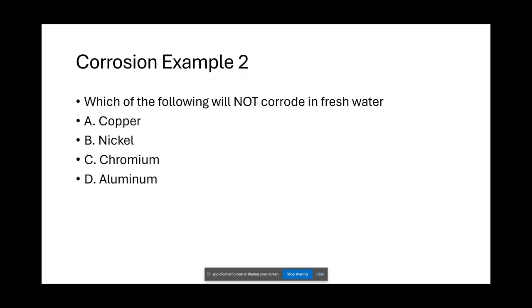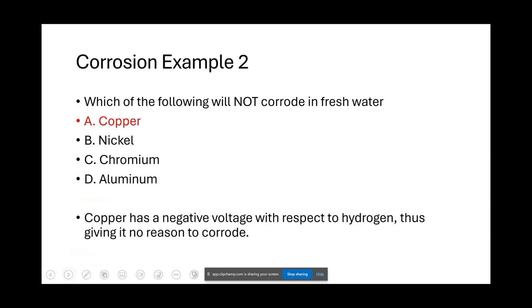All right, we have a second example here too. You can go ahead and look at this question as well relative to corrosion. This one's a bit more general knowledge related, but the correct answer in this case would be A. That's because copper actually has a negative voltage with respect to hydrogen, and the other three options do not have a negative voltage with respect to hydrogen. That's more something you have to know in your head, not really provided within the FE handbook, but it's just something to realize: copper won't corrode in water, but these other three options will.